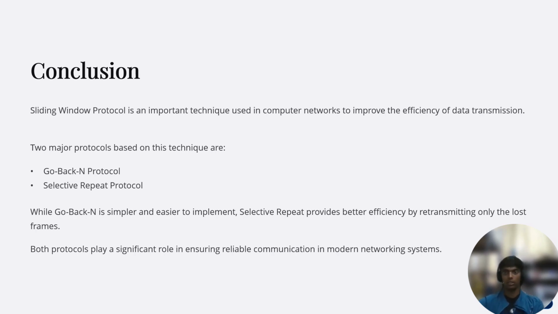So, to conclude, the sliding window protocol is a fundamental mechanism used in computer networks to improve the efficiency of data transmission. Two major protocols based on this technique are go back N and selective repeat. Go back N is simpler and easier to implement, but it may waste bandwidth due to retransmission of multiple frames. Selective repeat is more efficient, as it retransmits only the lost frames, although it requires more complex implementation. At the end, both protocols play a crucial role in ensuring reliable and efficient communication in modern computer networks.